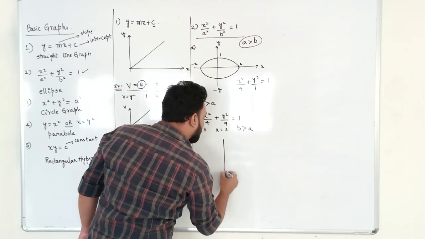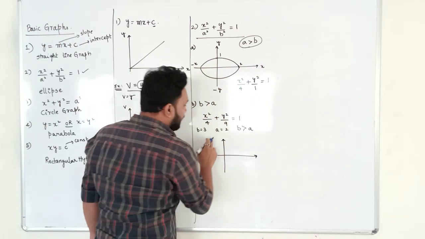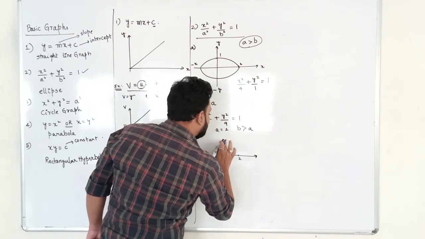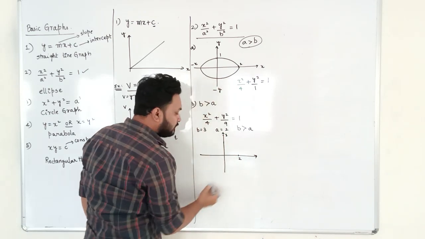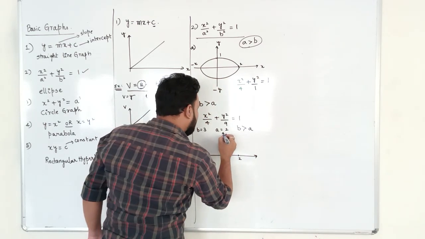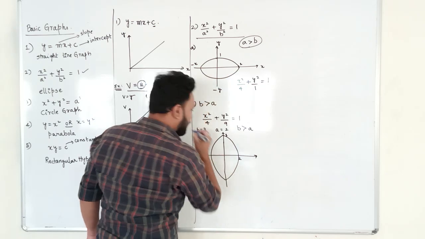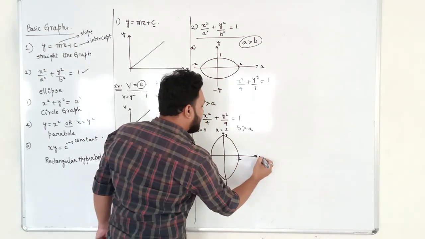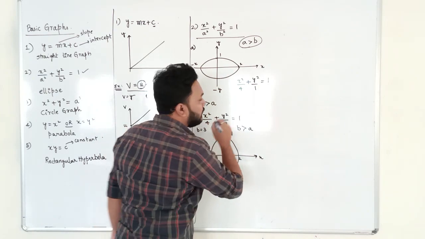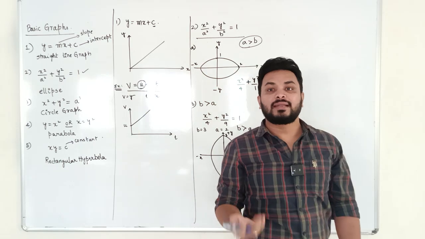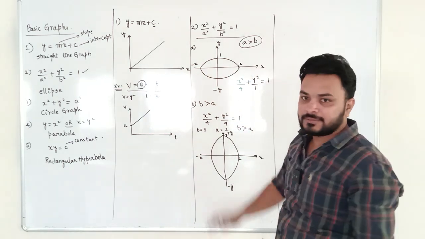Now if I draw the ellipse graph, let's say a equal to 2 here, b equal to 3 here, right? So now simply we will take it like this. Now this is x-axis, this is negative x, negative y, this is positive y. This is how exactly we are drawing the graph, right? So that is the ellipse part, right?